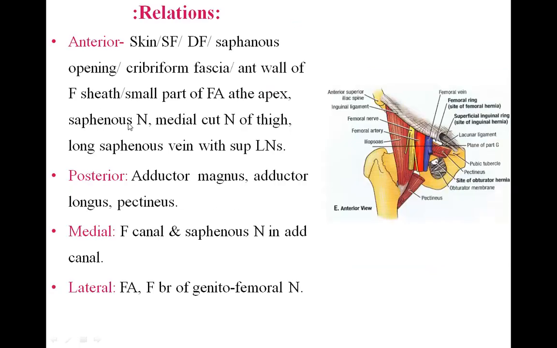Relations. Anteriorly, it is related to the skin, superficial fascia, deep fascia, saphenous opening, cribriform fascia, anterior wall of the femoral sheath, small part of the femoral artery at the apex, saphenous nerve, medial cutaneous nerve of the thigh, and the long saphenous vein with the superficial group of lymph nodes. Posteriorly, there are adductor magnus, longus, and the pectineus muscle. Medially, there are the femoral canal and the saphenous nerve in the adductor canal. Laterally, there are the femoral artery and the femoral branch of the genitofemoral nerve.